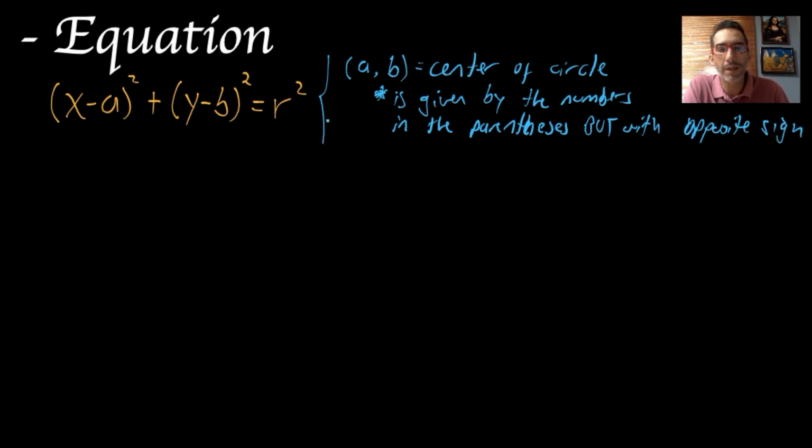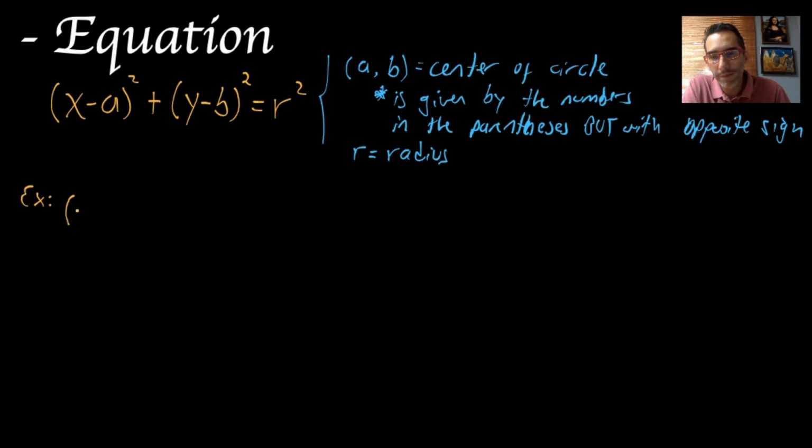We'll have a couple of examples right now for us to make this clear. Additionally, besides knowing the center from seeing the equation of the circle, we also know that this r squared, where r stands for the radius of the circle. All right, so let's move this into an example.